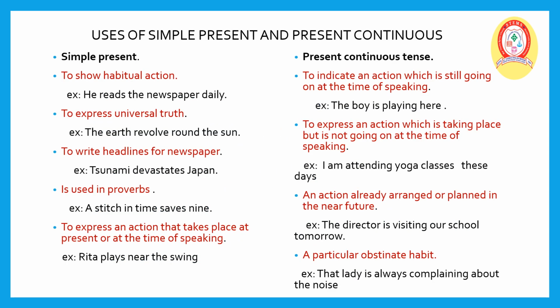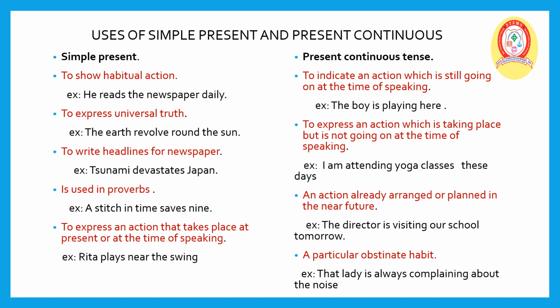Now, coming to the uses, where do you use simple present and present continuous? In which situations do you use simple present and present continuous? In this slide, we will see simple present and present continuous. When do we use simple present? To show habitual action, to show habits. He reads the newspaper daily. That's an action or a habit he or she has. He reads. Here, the verb is in simple present. He reads a newspaper daily.